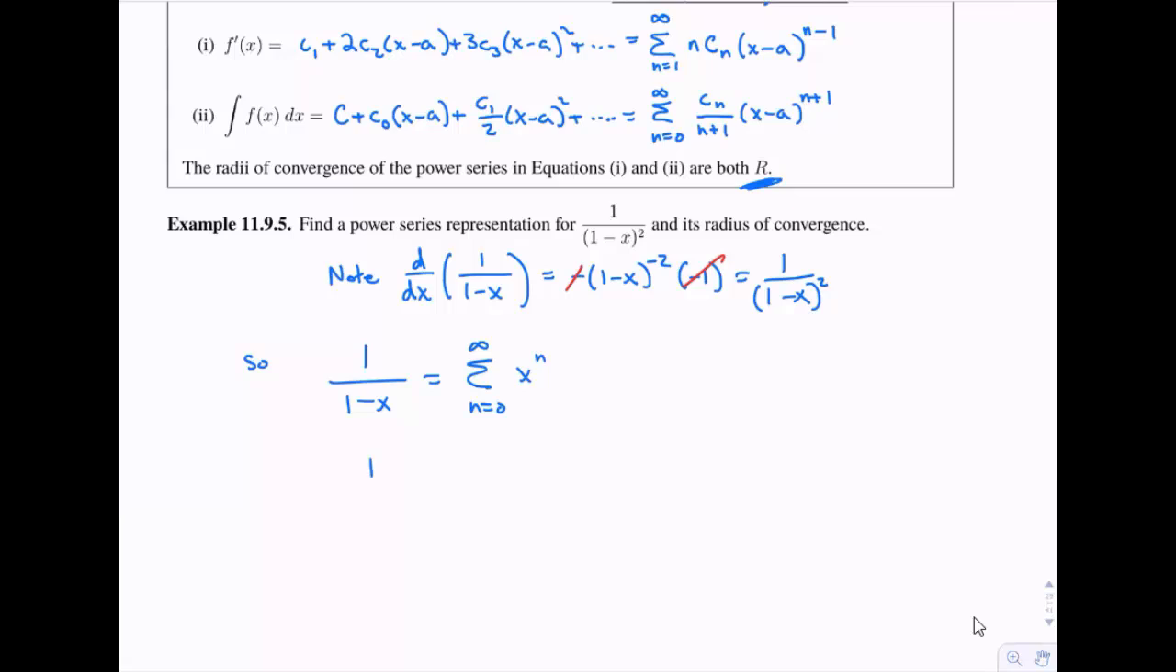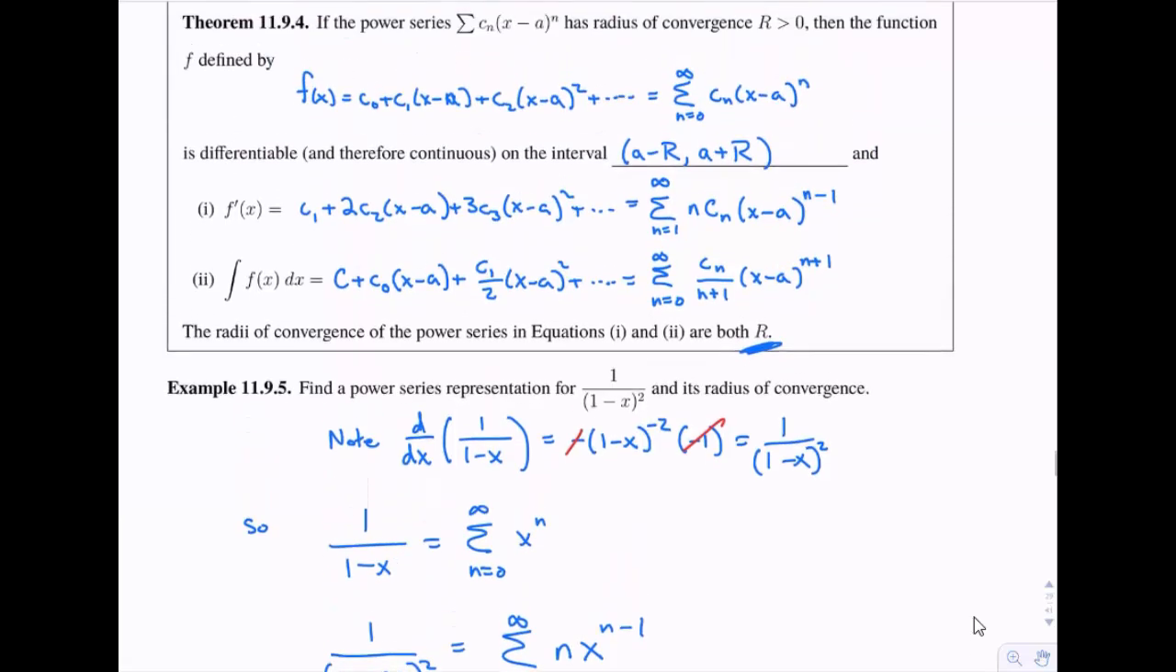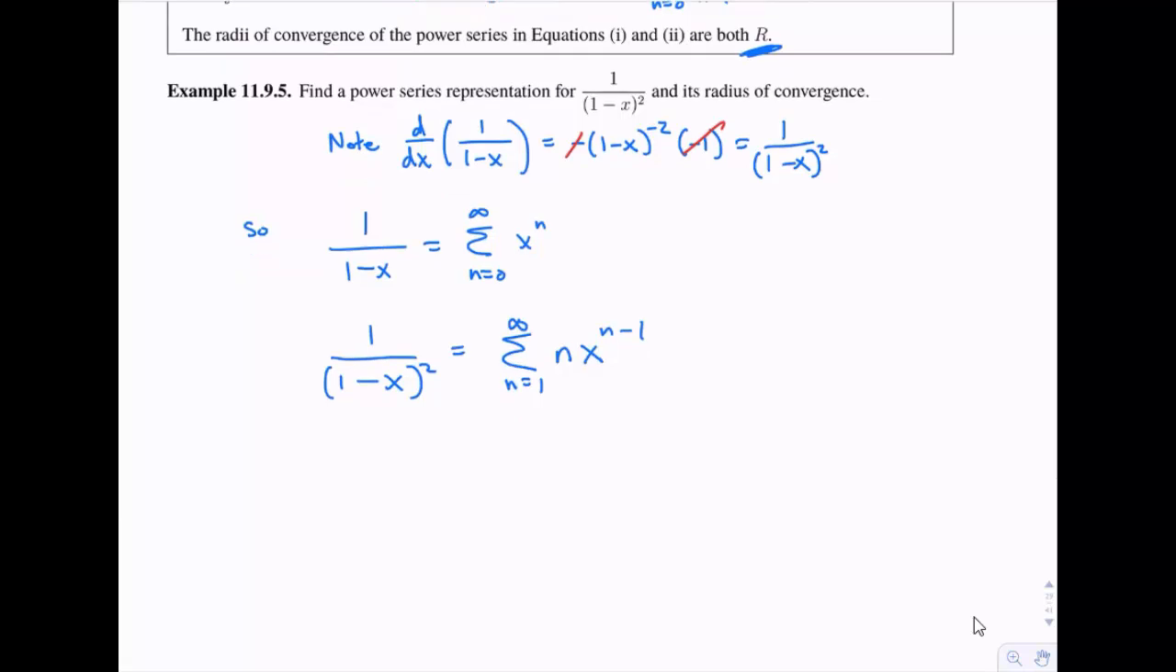So because 1 over 1 minus x is the sum from n equals 0 to infinity of x to the n, I can take the derivative of both sides, and this is going to be the sum from n equals 1 to infinity of n x to the n minus 1. So the derivative kind of acts exactly how you would expect, but this is what the result is from theorem 11.9.4. And again, the radius of convergence is r, right? Whatever the radius of convergence is originally, it originally was 1 in our case, the radius of convergence stays the same when you take the derivative.